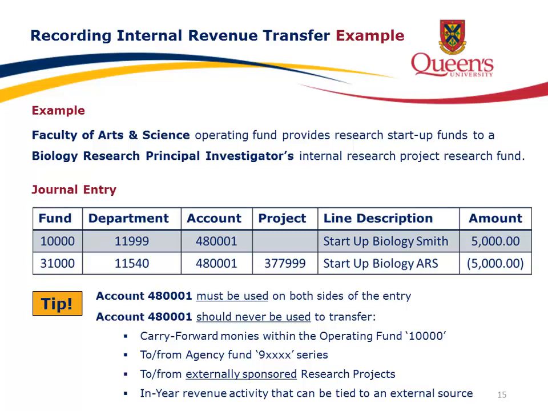Account 480001 should never be used to transfer carry-forward monies within the Operating Fund 10,000, to or from agency funds, the 9,000 series, to or from externally sponsored research projects, and should never be used to transfer in-year revenue activity that can be tied to an external source.